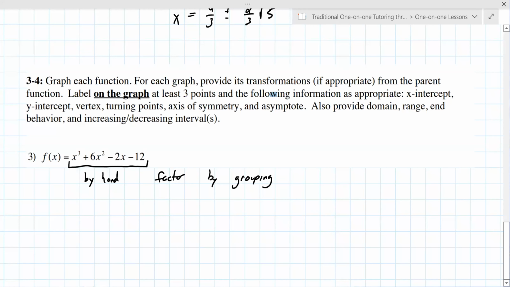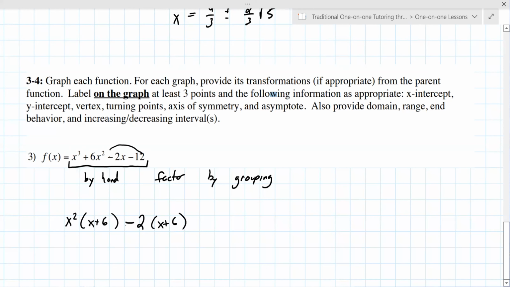And you may or may not know that ahead of time. It does help. So out of the first 2 terms, you can factor out an x squared. And then you immediately write that over here to the right. And you look at the last 2 terms, minus 2x minus 12. And you say, okay, well, I can factor out a minus 2 from both. And there's 2 ways to look at it.